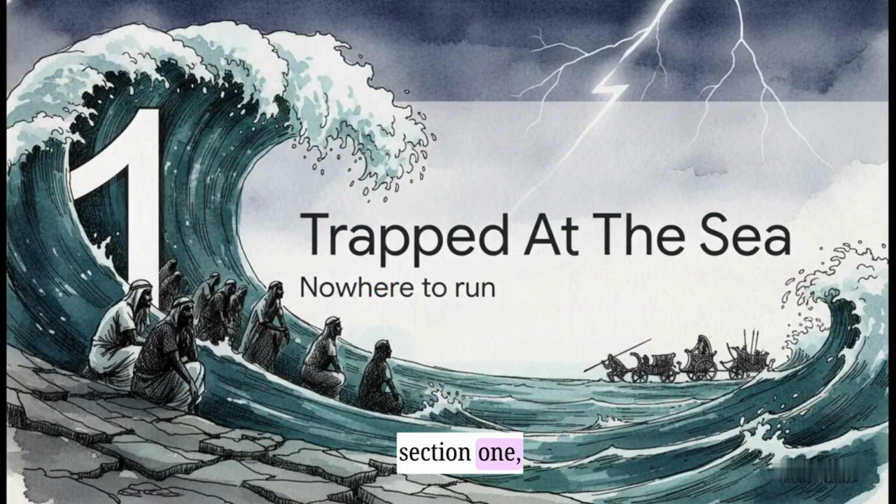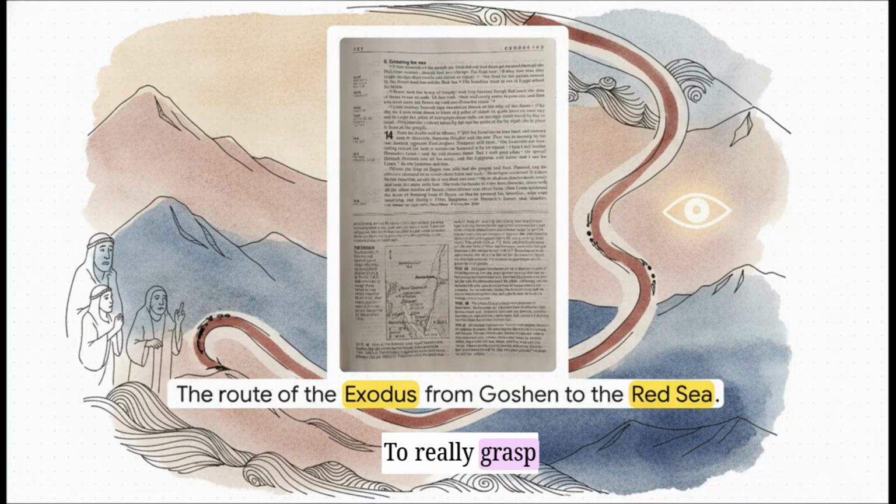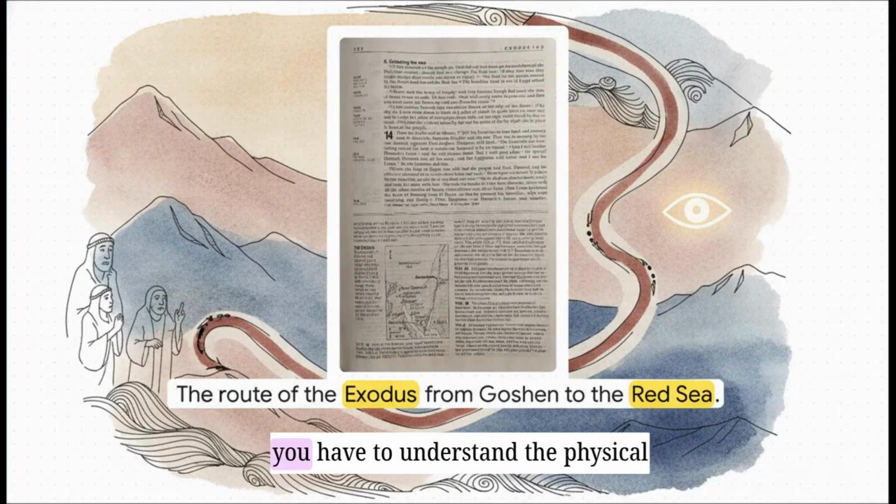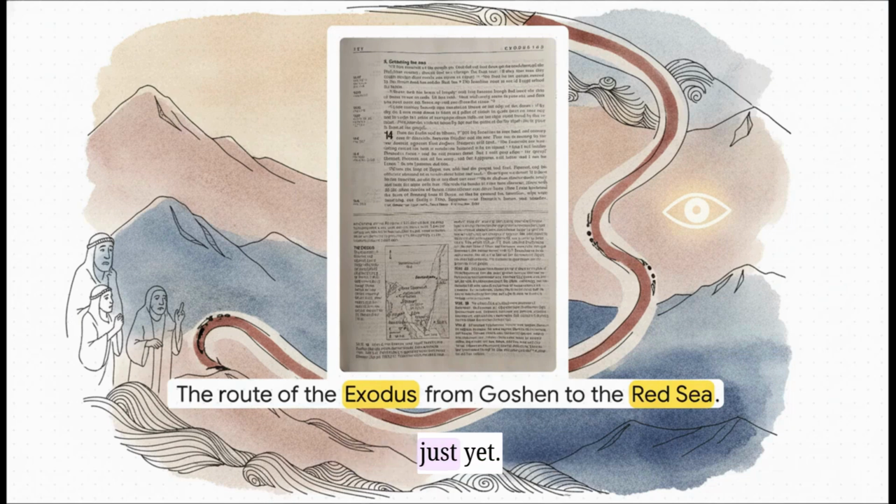All right, Section 1, Trapped at the Sea, Nowhere to Run. To really grasp the sheer gravity of this text, you have to understand the physical reality on the ground. The Israelites have just fled Egypt, right? But they are definitely not out of the woods, or, well, out of the desert just yet.